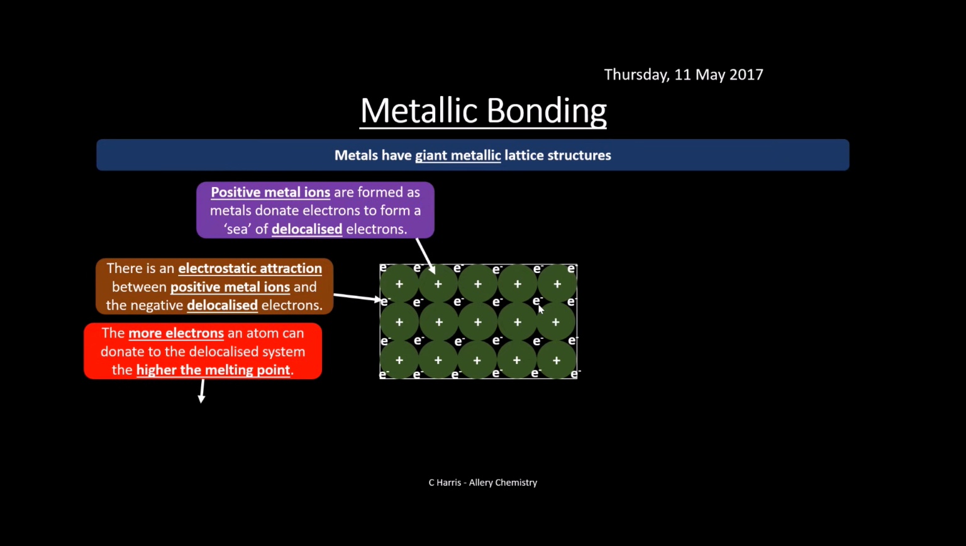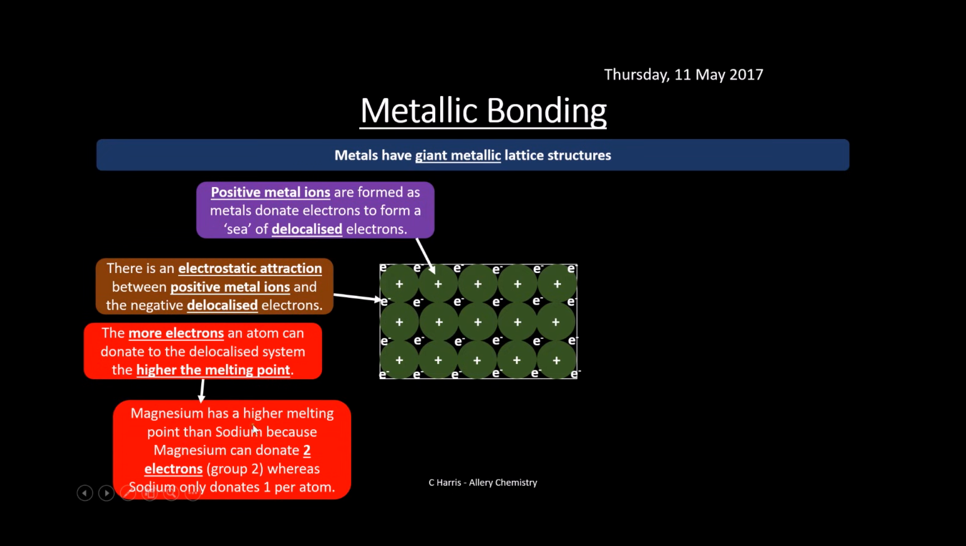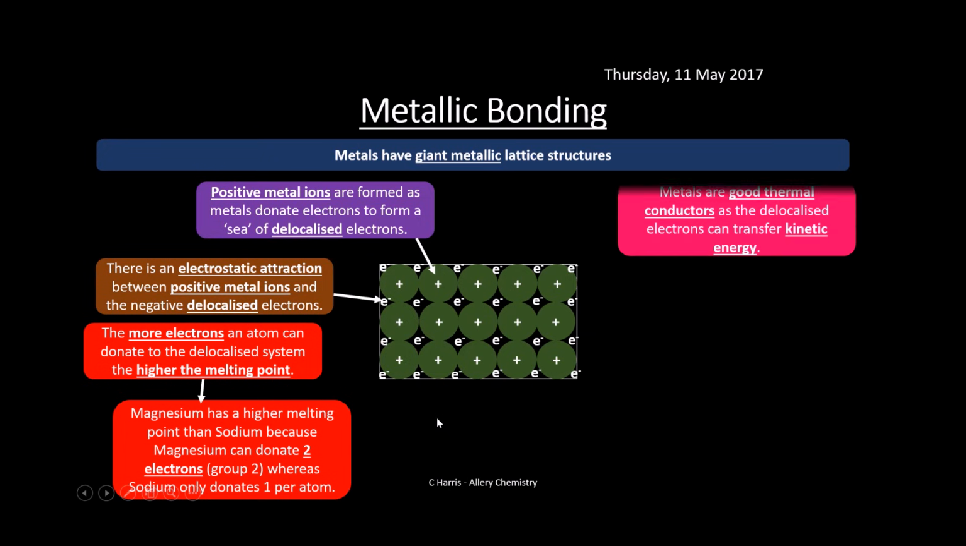The more electrons an atom can donate to the delocalized system, the higher the melting point. So obviously that's quite important. And obviously magnesium has a higher melting point than sodium, because magnesium can donate 2 electrons. Remember, magnesium's in group 2. Sodium only donates 1 per atom, because that's all it can do.